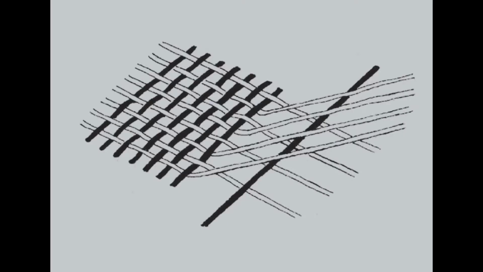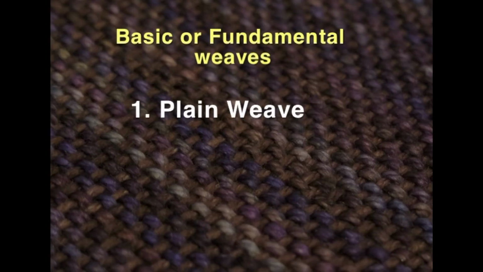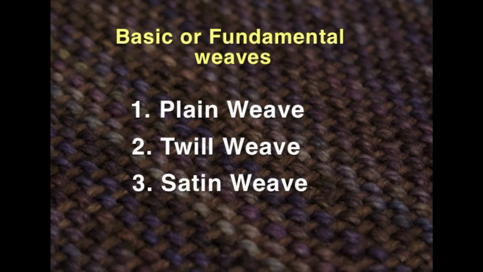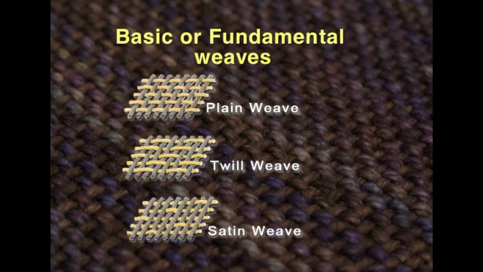All woven fabrics are produced with 3 types of basic interlacements, and accordingly all these weaves are called basic weaves or the fundamental weaves. These weaves are, the first one, the plain weave, which is the simplest, the second, the twill weave, and the third one, the satin weave. These 3 basic weaves can be made on a simple loom without any special attachments.